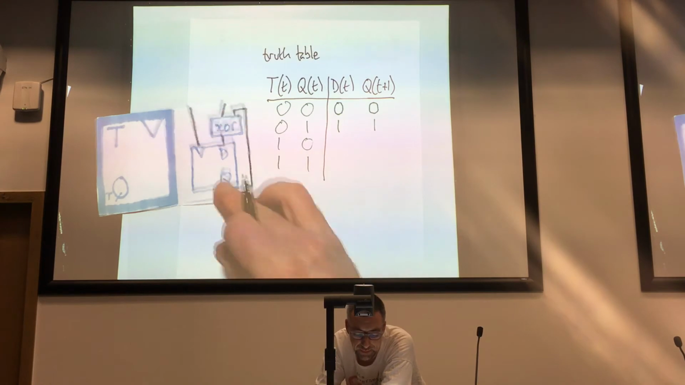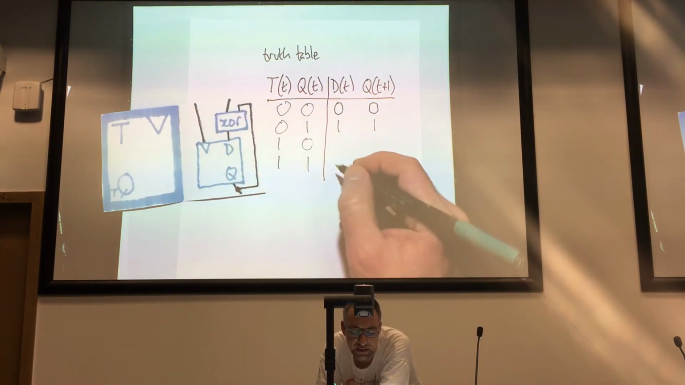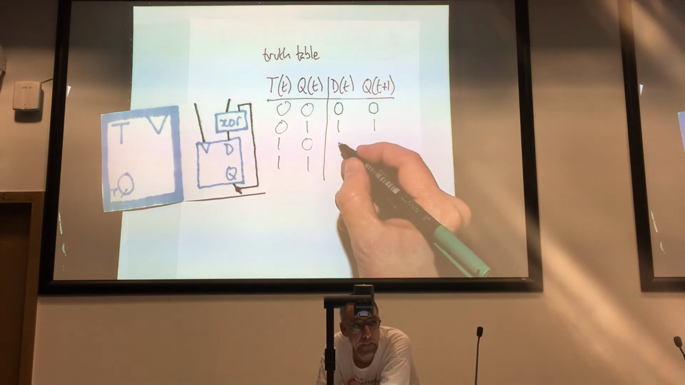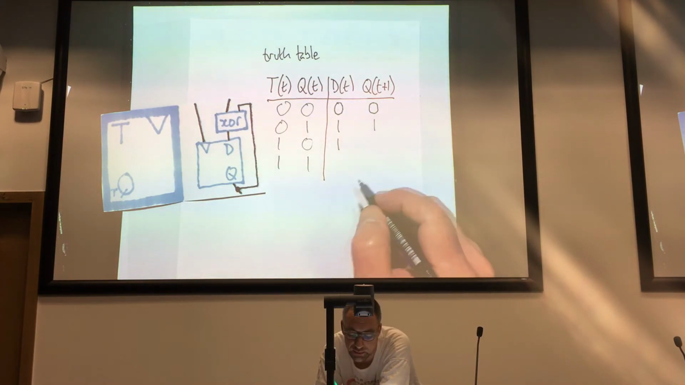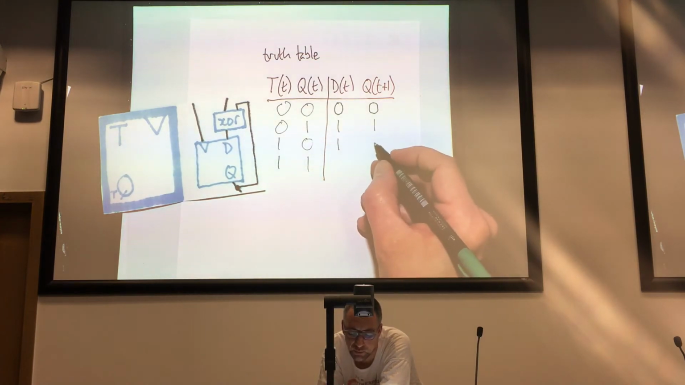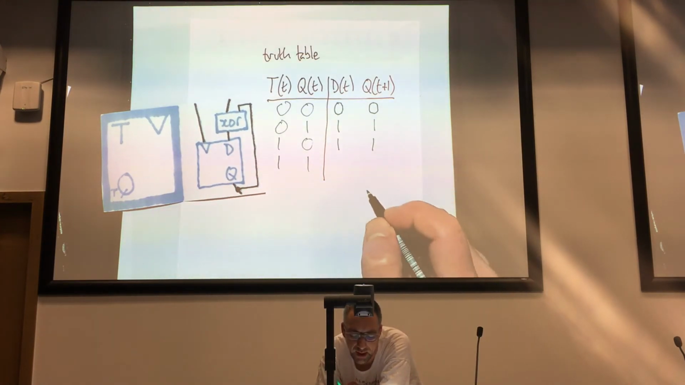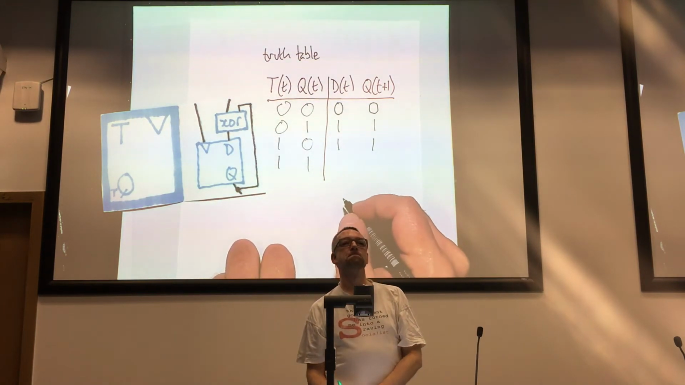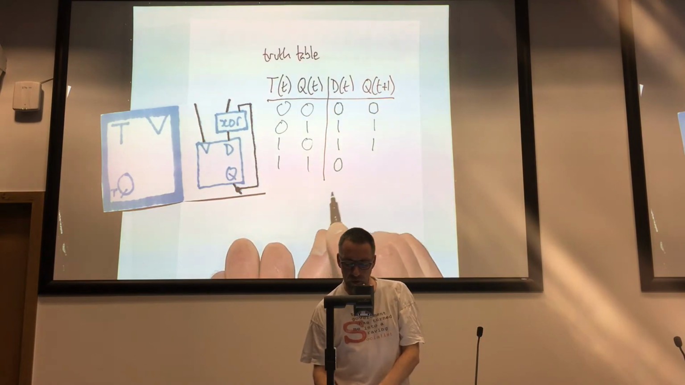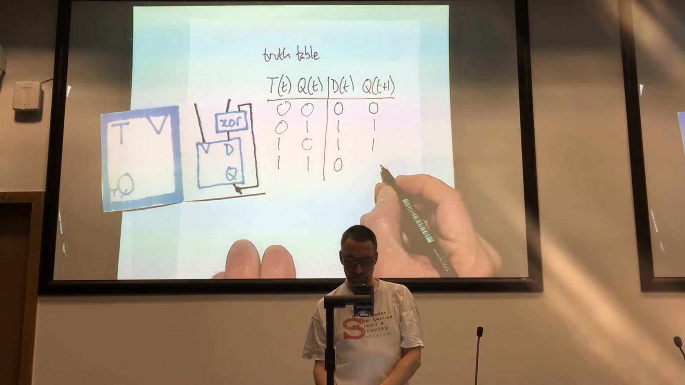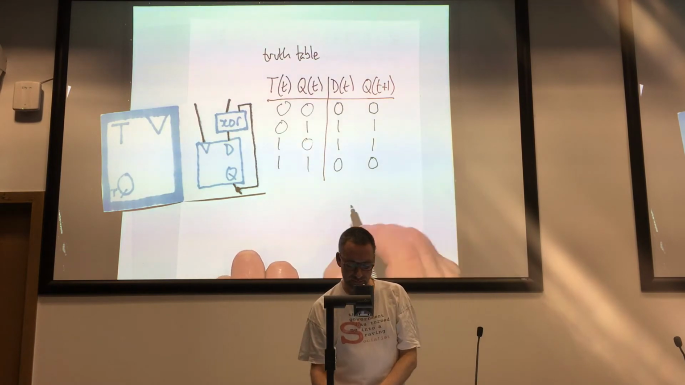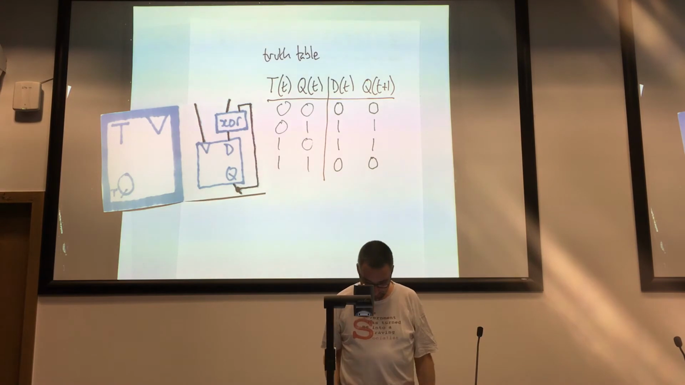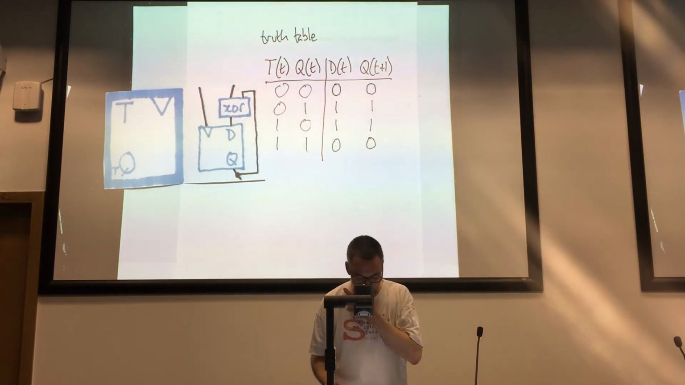How about if T of t is 1 and Q of t is 0, what will D of t be? 1, because that's what exclusive OR does. So what will Q of t plus 1 be? And if T of t and Q of t are both 1, what will D of t be? 0. So what will Q of t plus 1 be? Also 0. Okay, so we figured out what rules this component obeys.